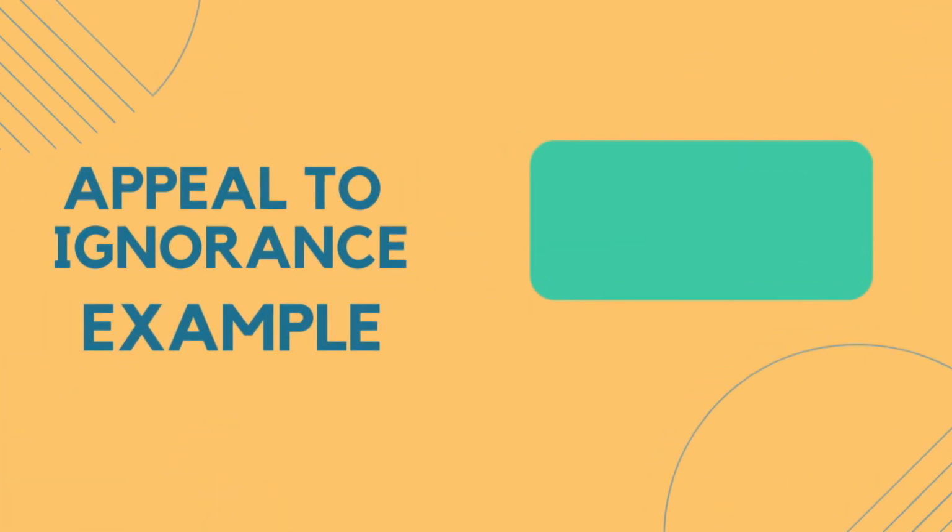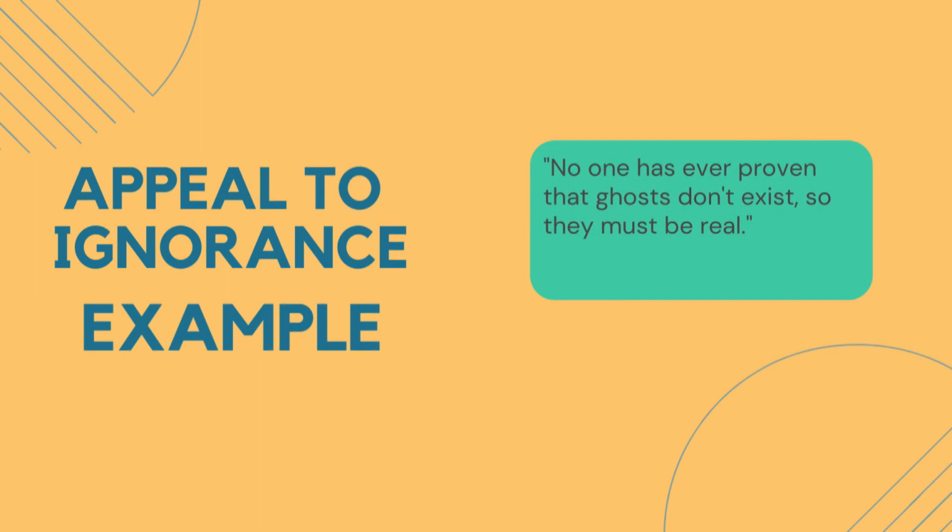Appeal to ignorance example. No one has ever proven that ghosts don't exist, so they must be real. But in real case, in legal contexts, an appeal to ignorance can have serious consequences. For example, arguing that a defendant must be guilty because there's no evidence to prove their innocence reverses the burden of proof. This fallacy undermines the principle of innocent until proven guilty, potentially leading to wrongful convictions.